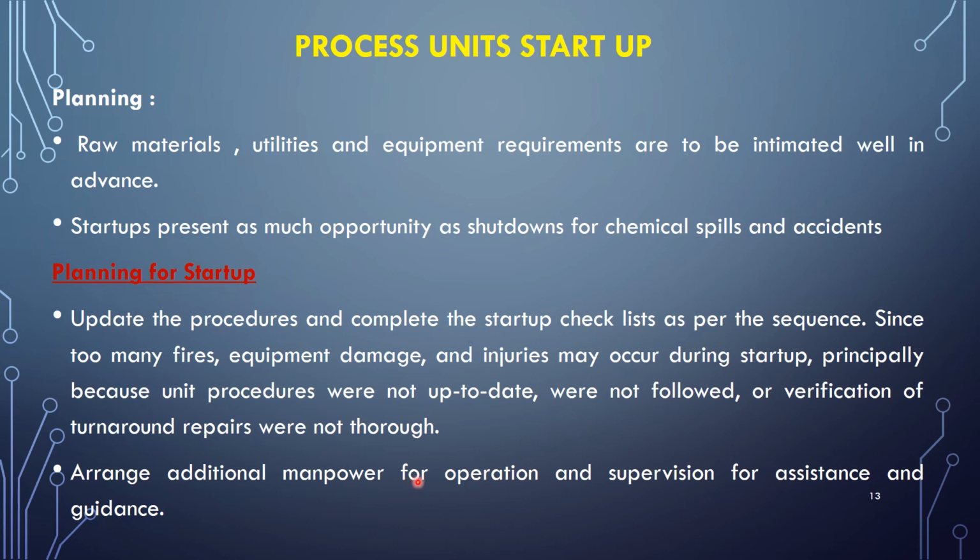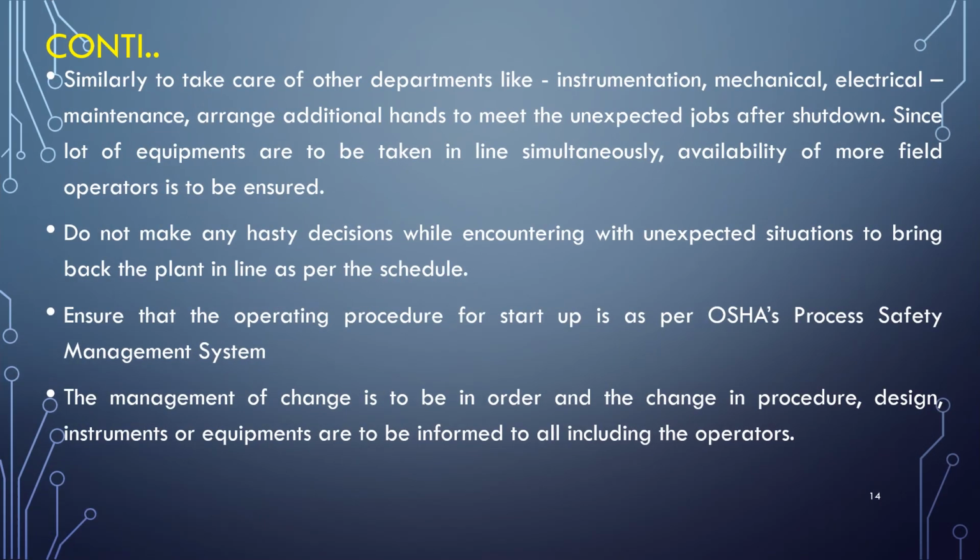Arrange additional manpower for operation and supervision, for assistance and guidance. While we are in shutdown, as well as while we are in startup, we must have an additional hand. Similarly, take care of other departments like instrumentation and mechanical, because on the utility side sometimes we may have a problem, a relay issue, so on the electrical side we must have information. You have to inform them, because of unexpected failure we cannot stop the plant all the time. None of the companies is interested in extending the turnaround time.